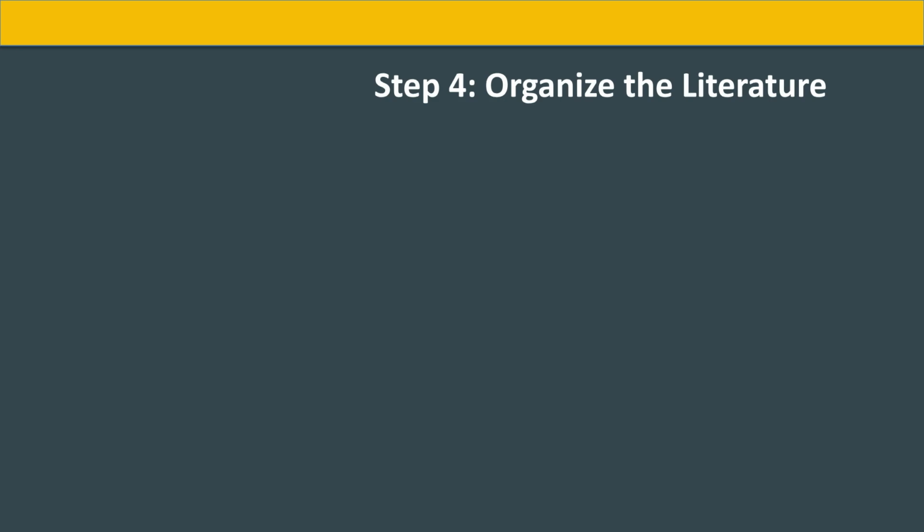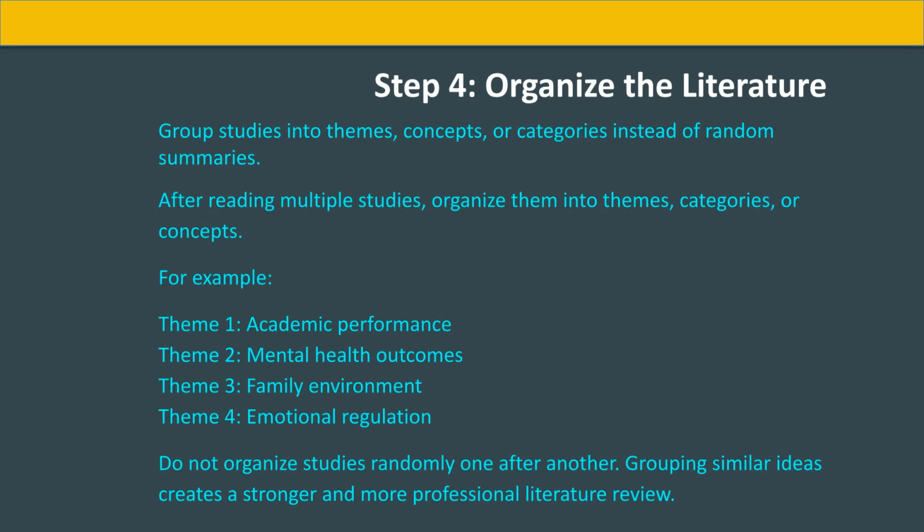Step 4. Organize the literature. Group your studies into clear themes, categories, or concepts, rather than simple random summaries. Grouping similar ideas creates a stronger and more professional literature review.